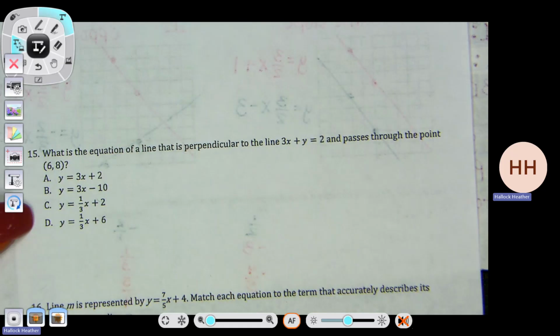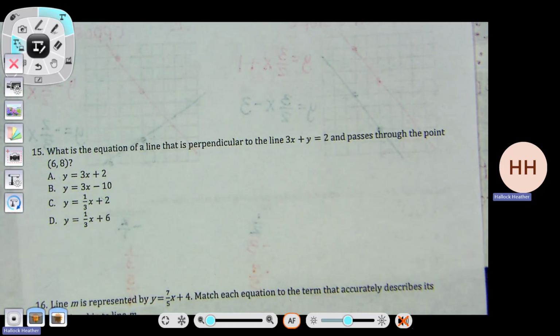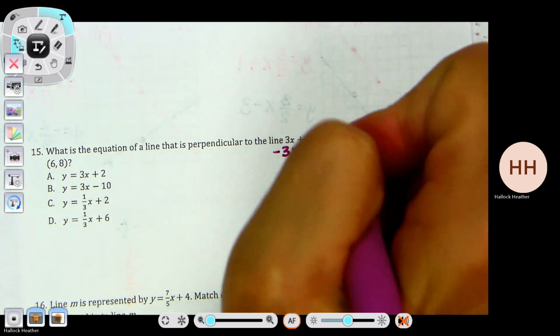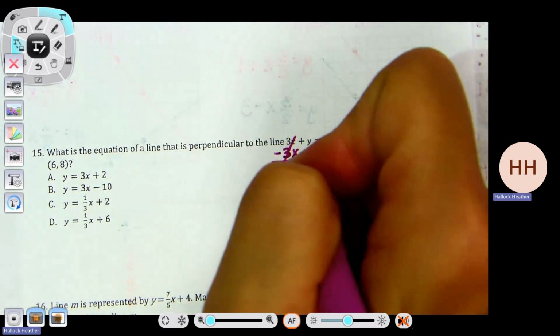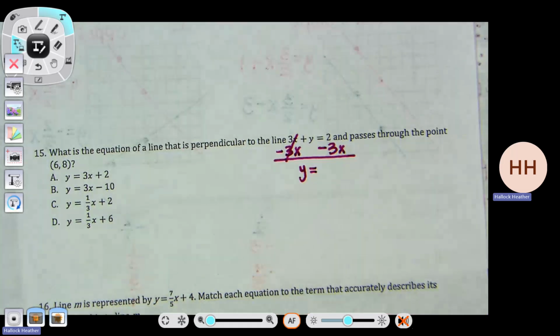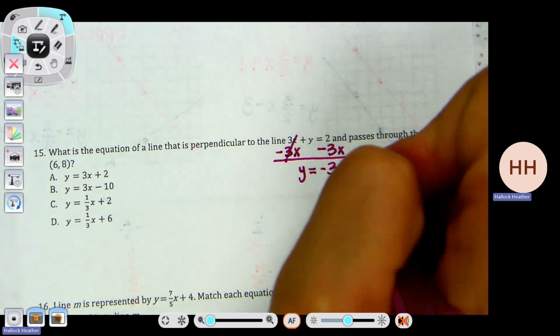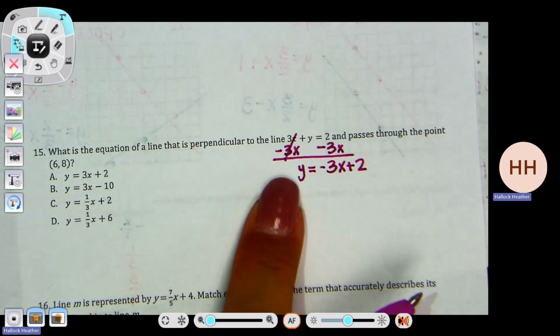So start by rearranging number 15. You should be minusing 3x each side. Okay. What's going to be on the other side of my equal sign? Negative 3x plus 2. Is there anything to divide by? No. You could divide by 1, but you don't need to because it doesn't do anything.